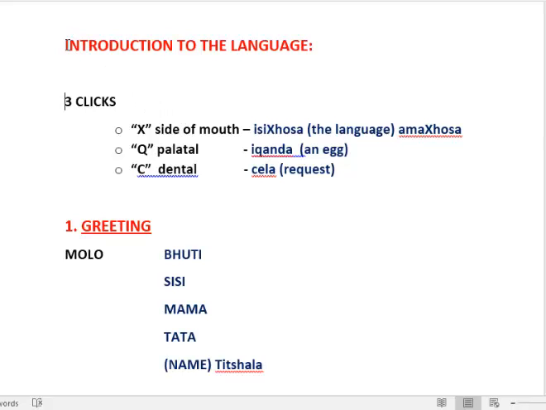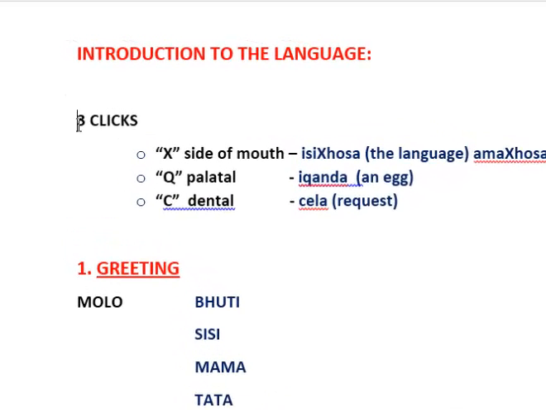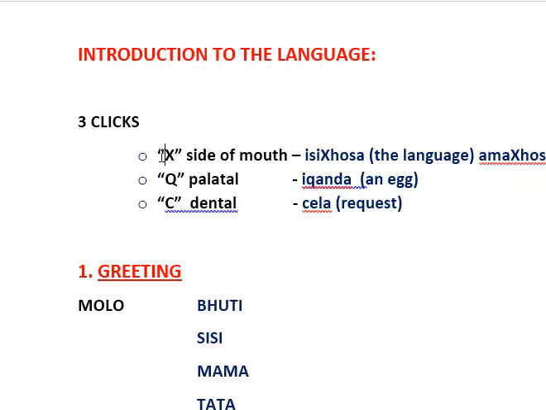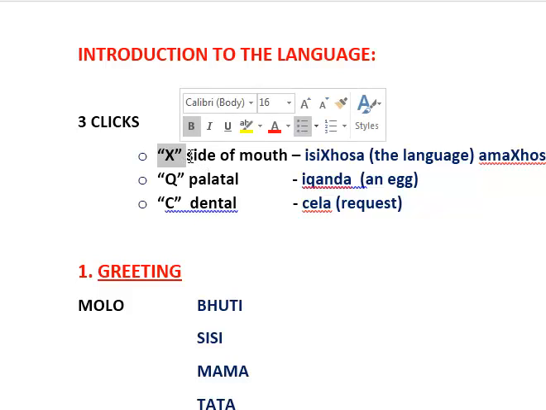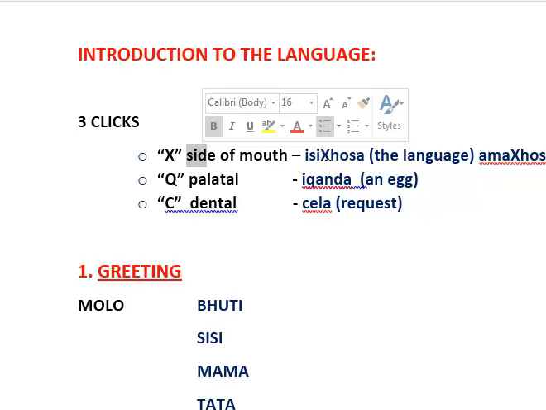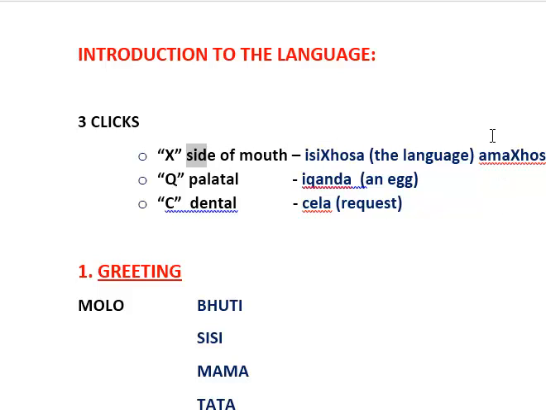Molweni, by way of introduction to the language, I mentioned to you in class that there are three clicks in isiXhosa. First of all, the X sound, which is articulated on the side of the mouth, as in the word isiXhosa, spoken by the amaXhosa. Secondly, you have the Q sound, which is articulated on the palate, as in the word iqanda, meaning an egg. And then thirdly, the C, which is a dental sound articulated just behind your teeth, as in the word cela, to request.